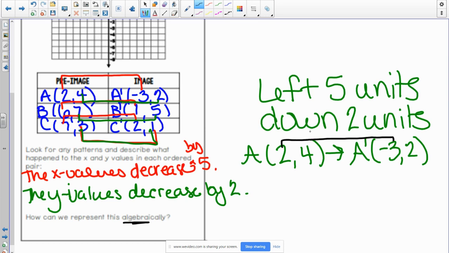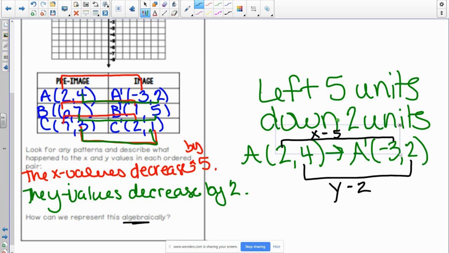So those are my x's. So we could say x, because that's the variable we're working with. Decrease means subtract, and then we know it's by 5. And then the y, decrease, which is subtract, by 2. So that starts our algebraic expression. Every x value decreased by 5 and every y value decreased by 2. Now look at our movement.